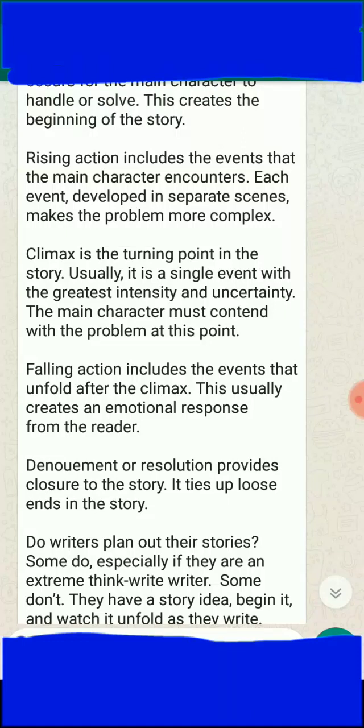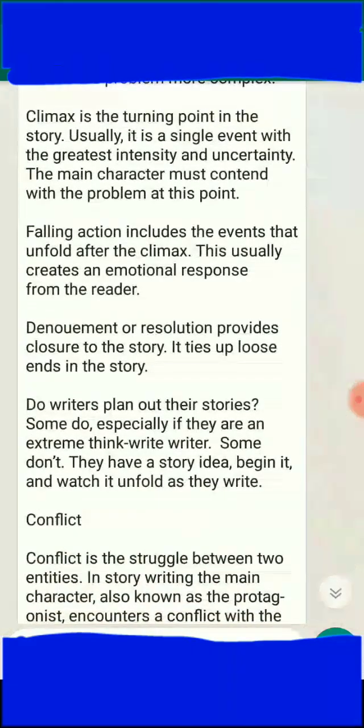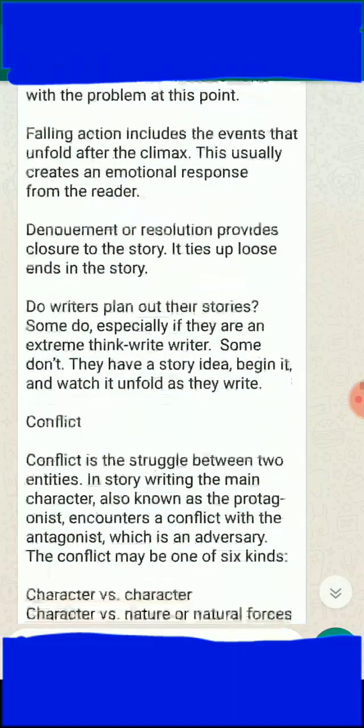Falling action. Falling action includes the events that unfold after the climax. This usually creates an emotional response for the reader. Denouement or resolution provides closure to the story. It ties up loose ends in the story.